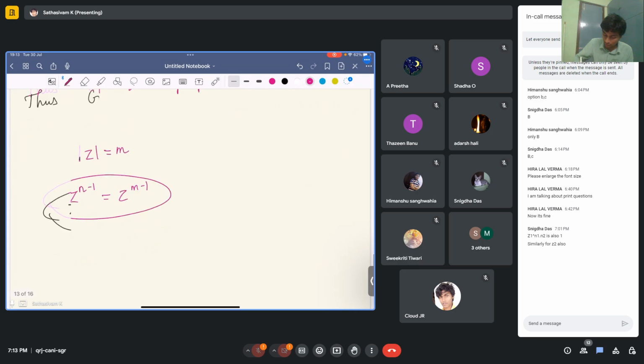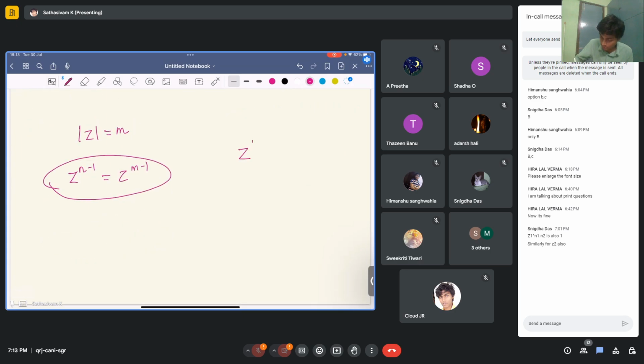For example, here we can do it like that. Let's say z power m is equal to 1. So what happens to z power m plus 1? This will be equal to z, right? So these numbers will become kind of the same.